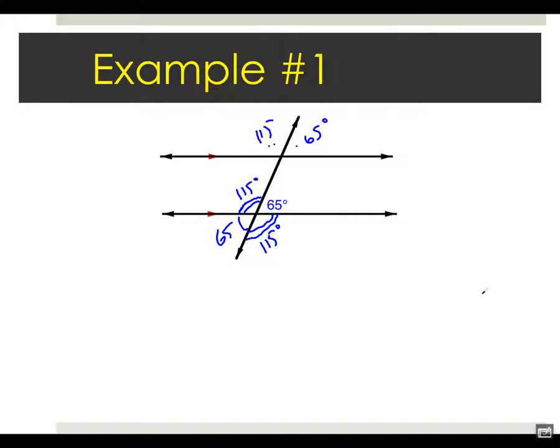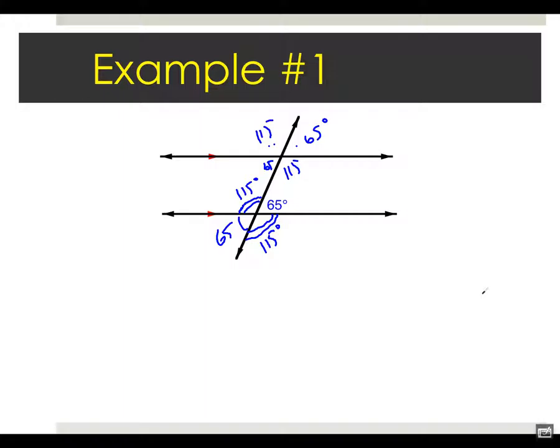Corresponding, alternate exterior, supplementary, and so on. 115, 65. What do you notice now that we're done with all 8 of those angles? Well, they're not the same, but it's the same shape. No, they're not shape. So I'm done? You're done? I don't believe it. I think you got more in you. Notice there's only 2 different angle measures up there. 65 or 115. No other possibilities.